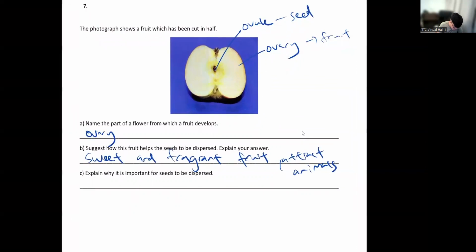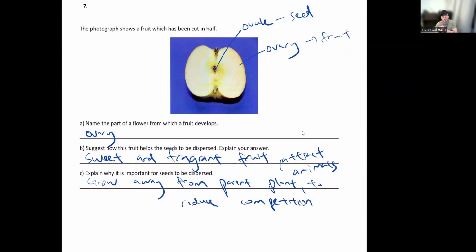So that they grow away from parent plant to reduce competition. If all apples were to grow at the same spot, they will all die because of lack of nutrient. You will compete with your own parents for food. That's a bad thing to happen.